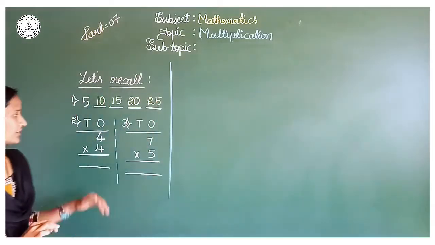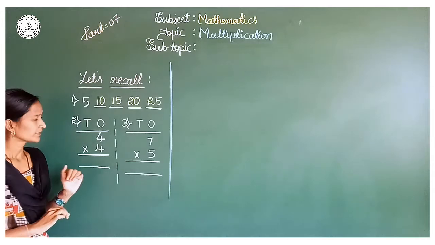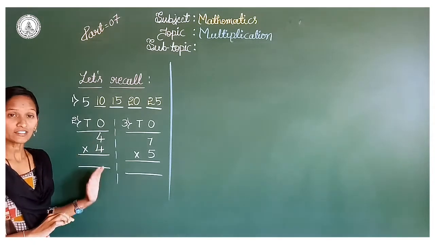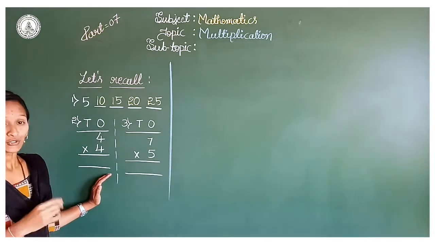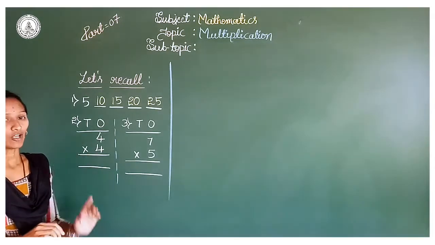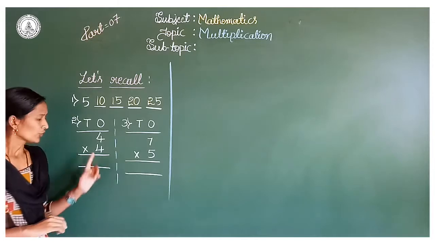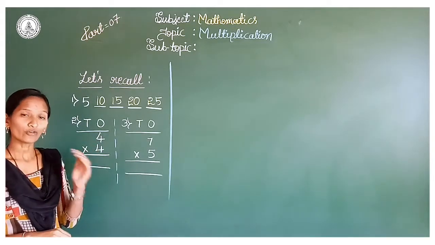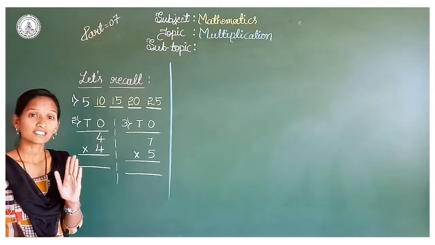Right? So now come to the next problem, that is 4 into 4. For solving this problem, you should remember the table of 4. So in that 4 fours are equal to what? Yes, 4 fours are equal to 16.